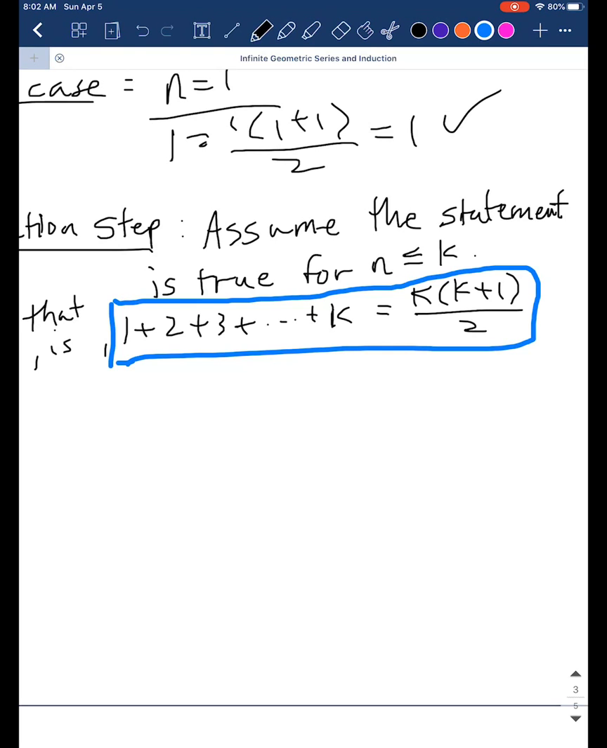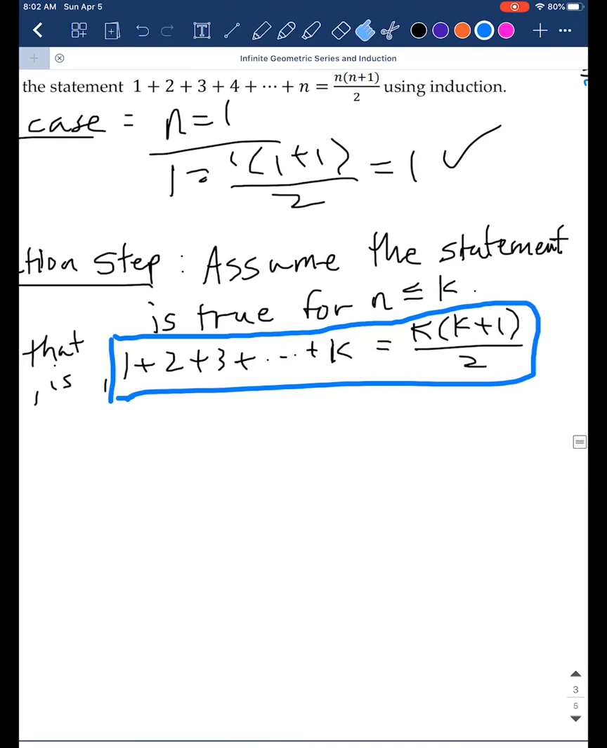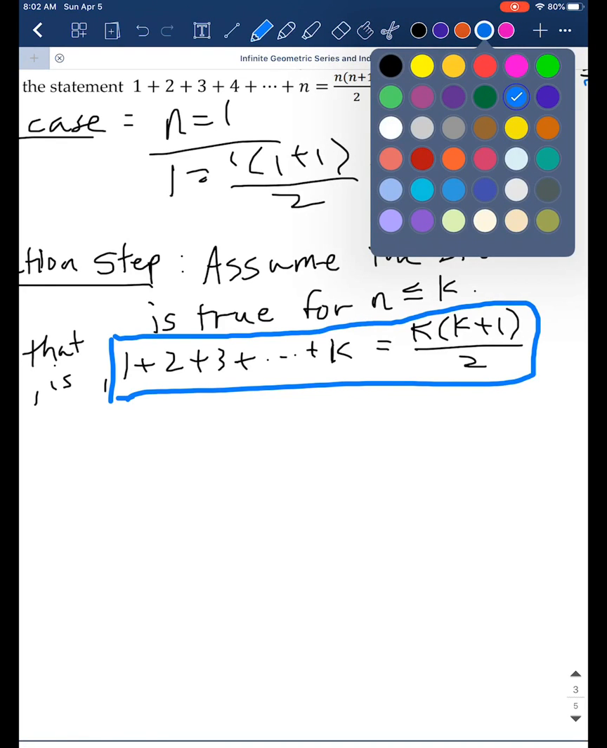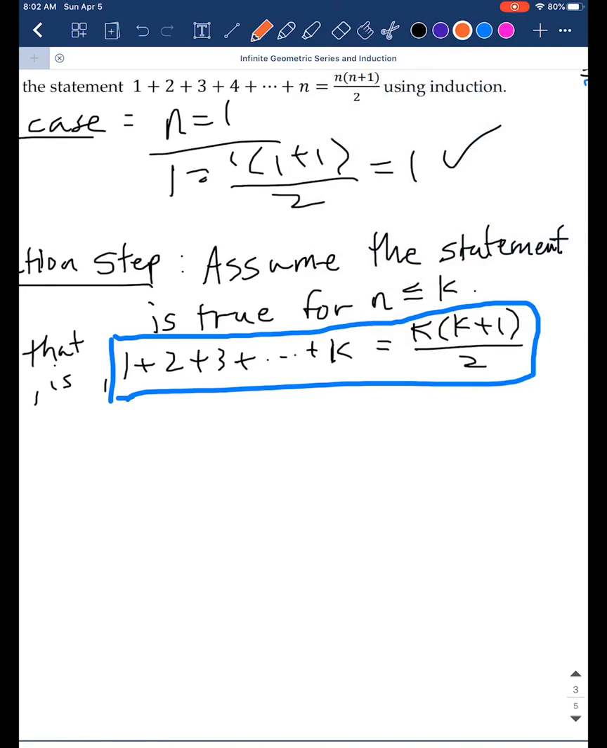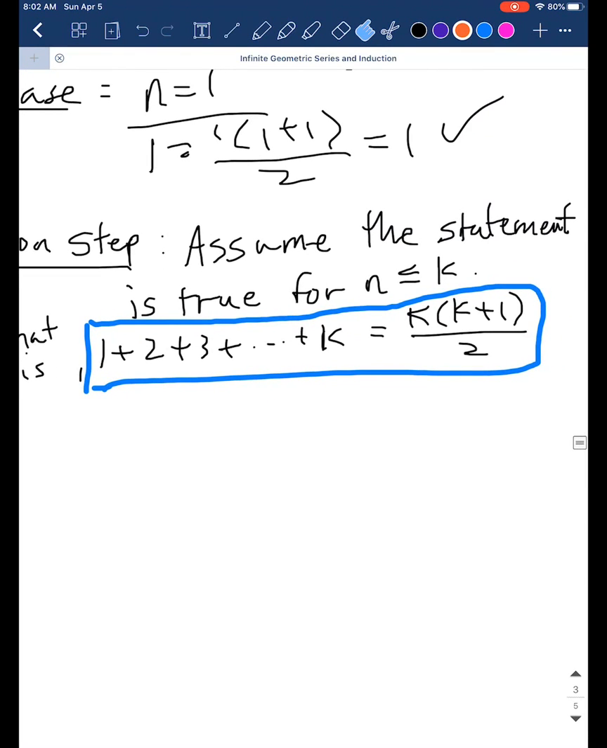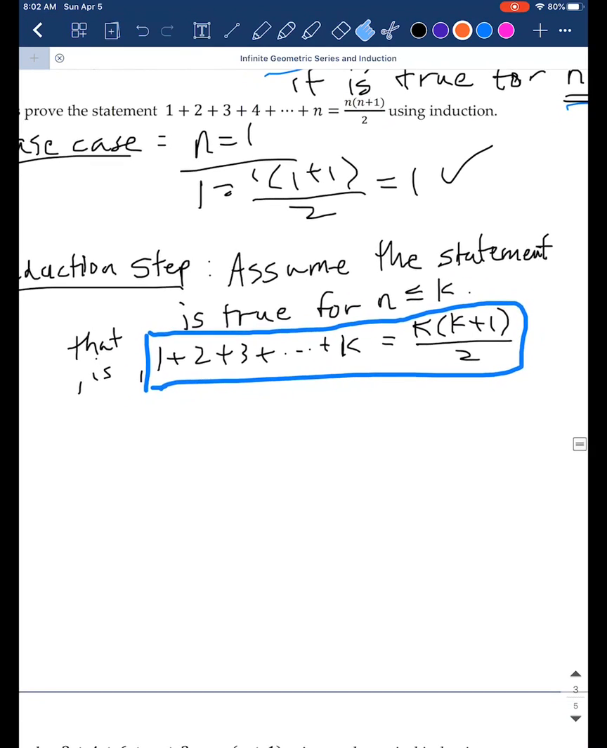And we know that this is true at least for k equals 1, because we showed it above in the base case. So it could just be 1 equals 1 times 1 plus 1 over 2. We could show it for more cases if we needed to. So if you need to do that to kind of convince yourself, feel free to. And this is the key step, because once I've made this assumption, I can now use this statement in my proof. Okay, so this is kind of the key here.